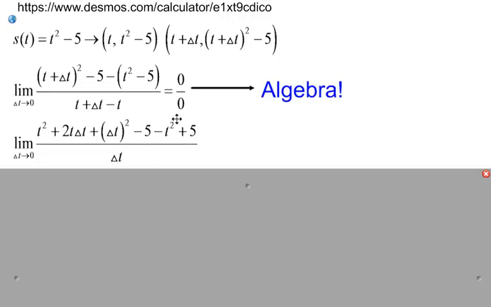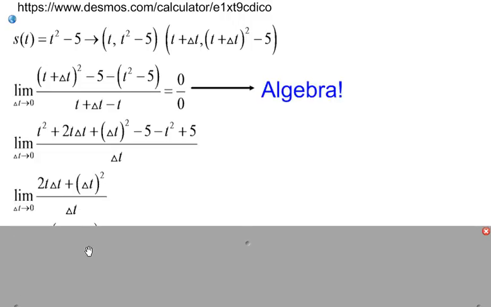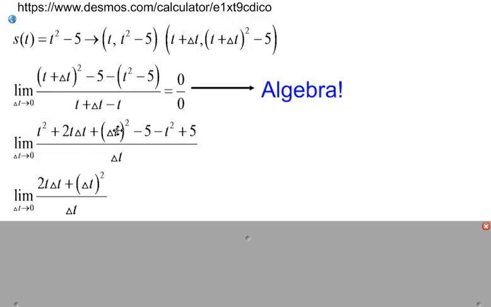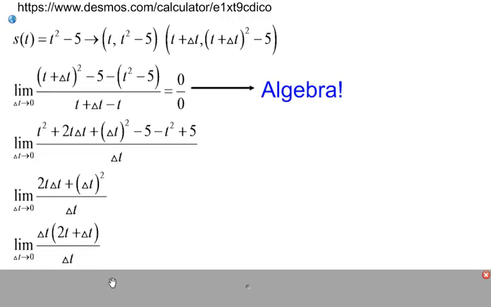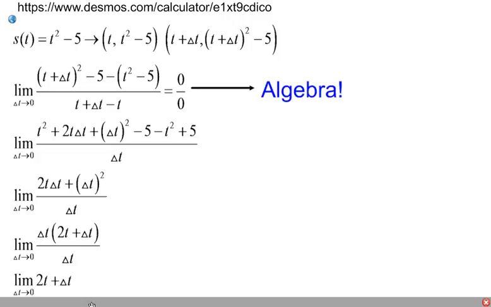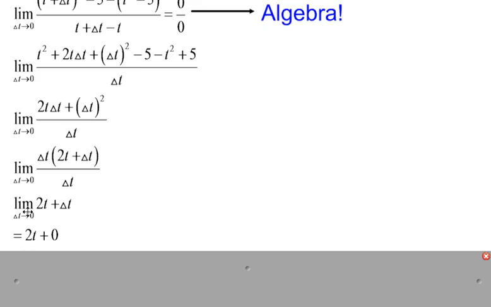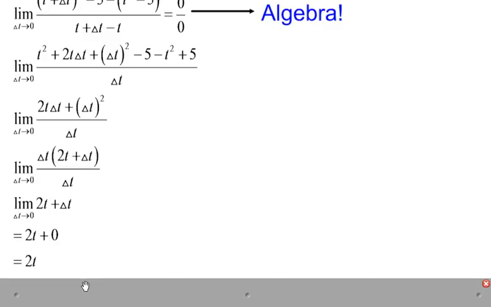We should get a much simpler function now. We're left with these two terms, which can be factored. I can take out a delta t from both of these. And then the delta t's divide out. And we're almost there. Now we can try direct substitution again. The delta t goes to 0. We end up with 2t. So we have a formula to find the slope, 2t, at any point on the function.